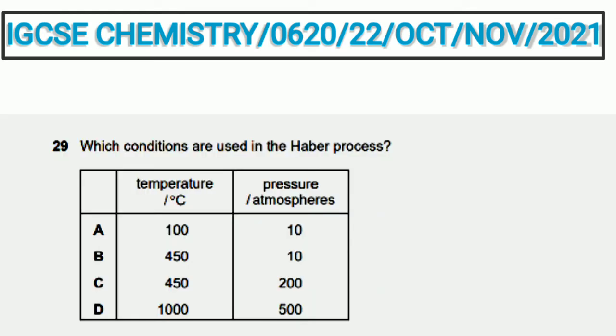29th question. Which conditions are used in the Haber process? A temperature of 450 degrees Celsius and a pressure of 200 atmospheres are the conditions used in the Haber process. Option C is the correct answer.